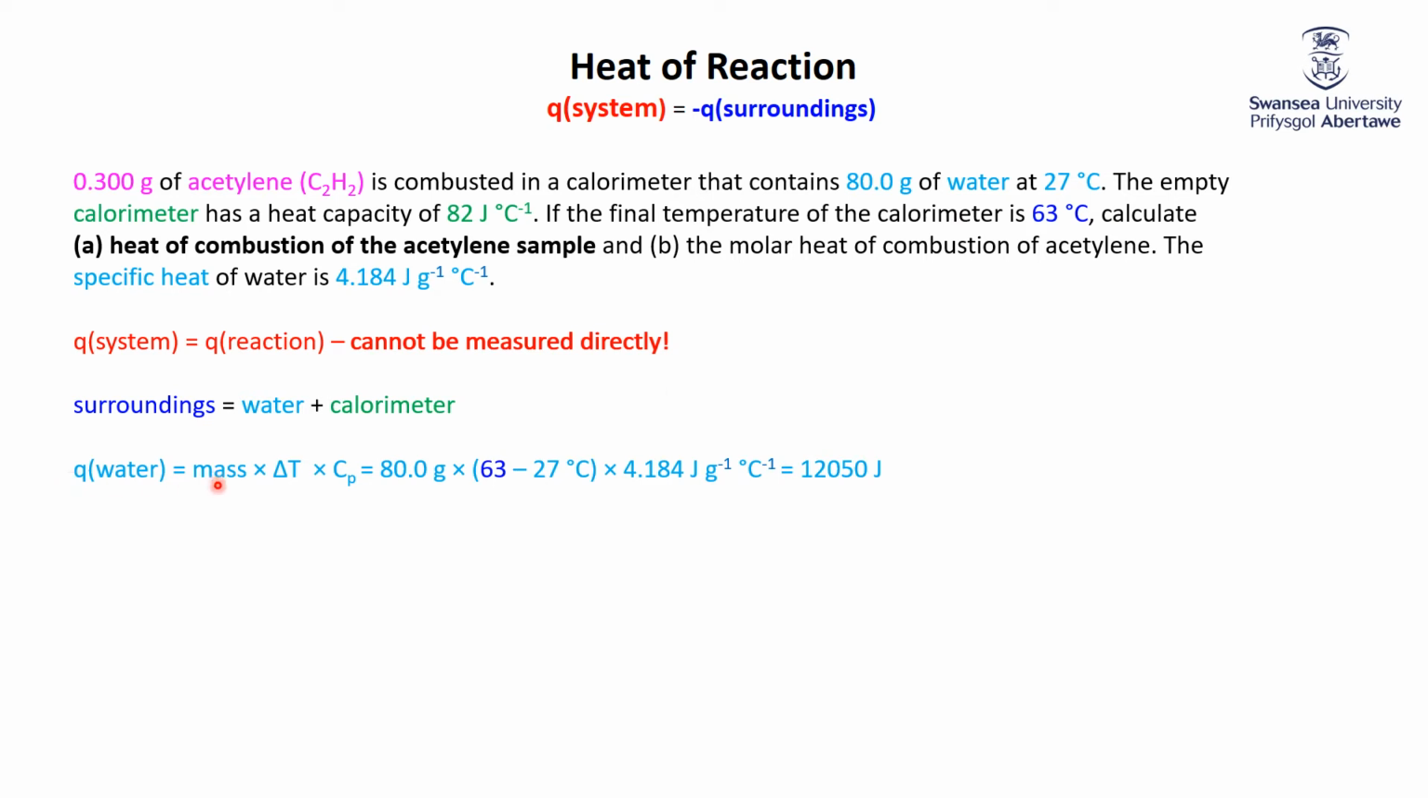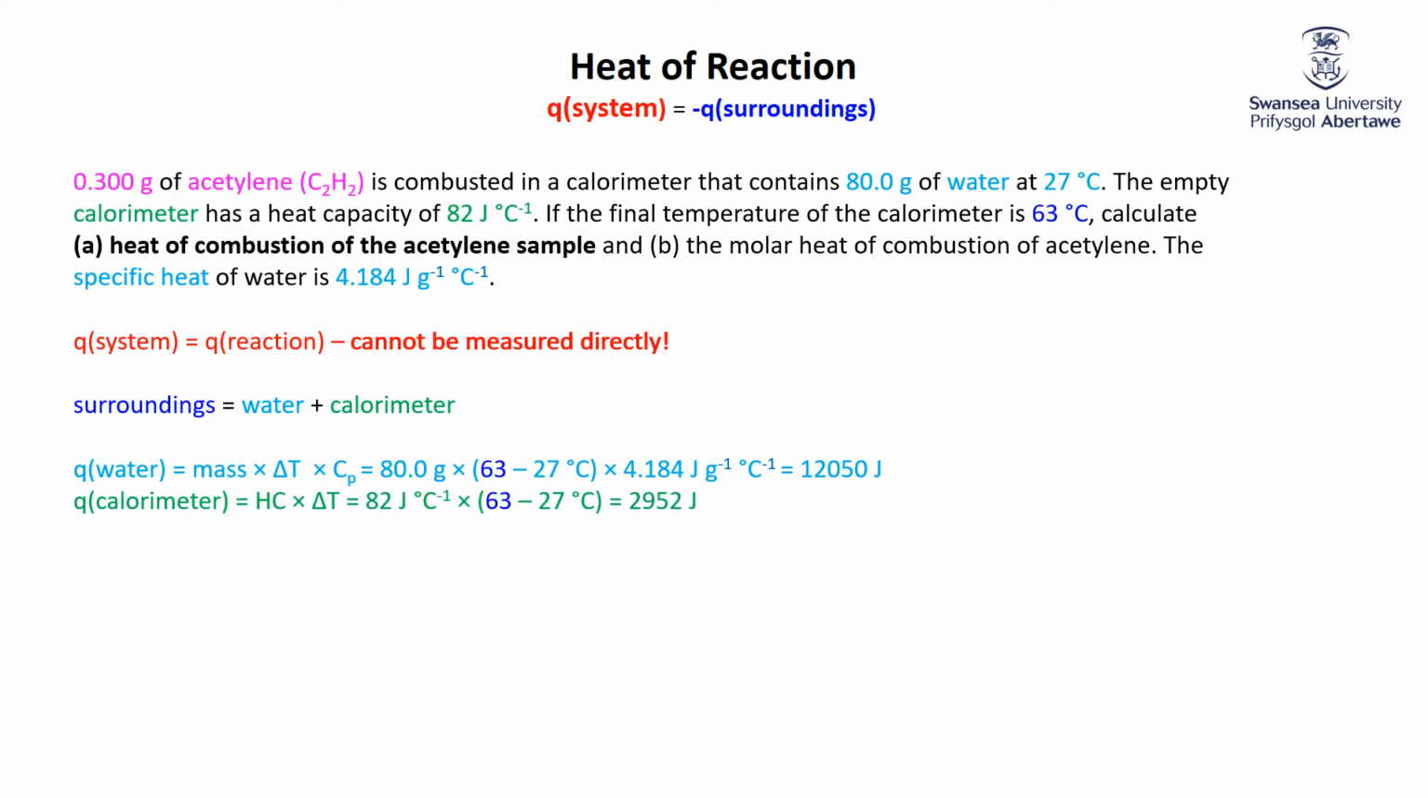So the Q of the water, it's a substance, is mass times change in temperature times Cp. We've got 80 grams of water. Change in temperature: it ends up at 63 and starts at 27. And then the specific heat, 4.184 joules per gram per degree Celsius. So multiply all that out, and the water gets 12,050 joules.